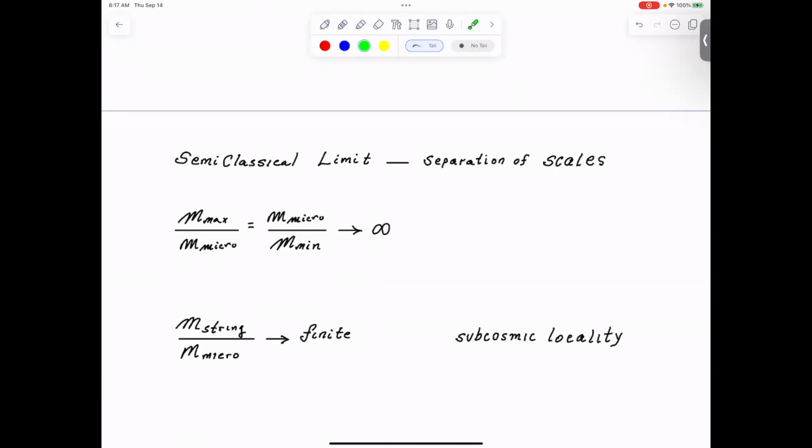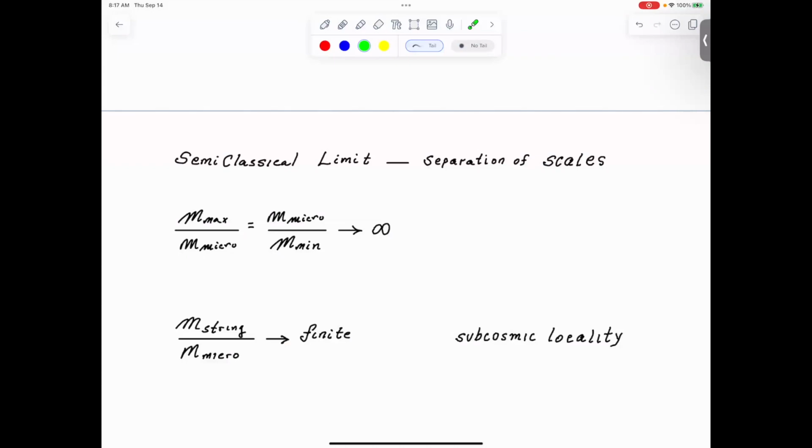One assumption that I will make is that the string scale, we haven't defined the string scale yet, but the string scale in ratio to the microscale is finite. That's the analog in 4 dimensions of saying the string scale ratio with the Planck scale is finite. That's a usual thing that we do. We assume that the string scale is in some fixed proportion to the Planck scale, and I will assume that.